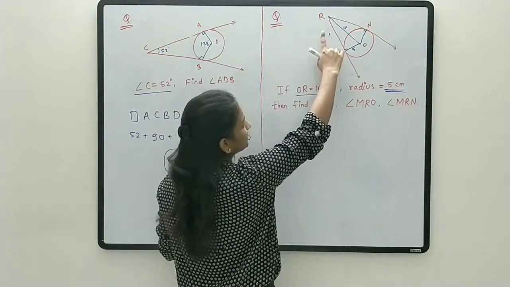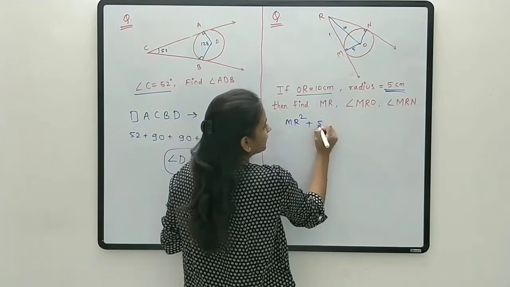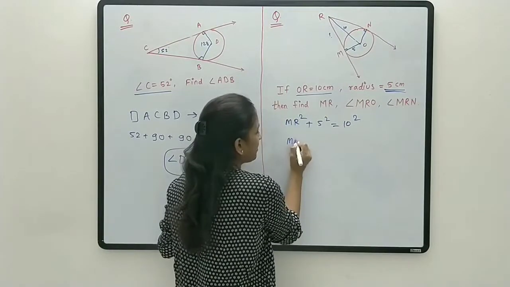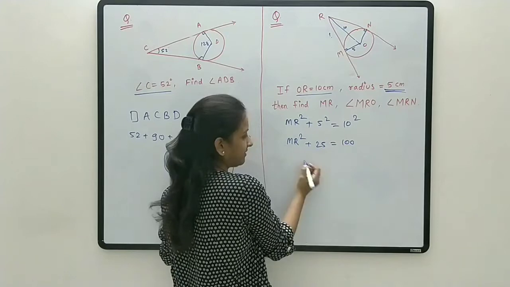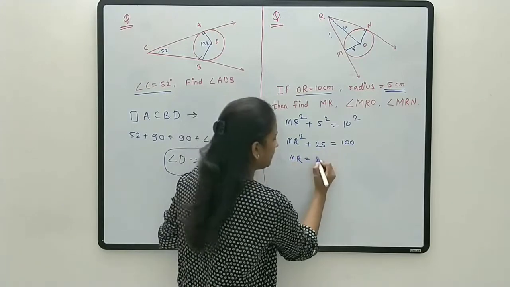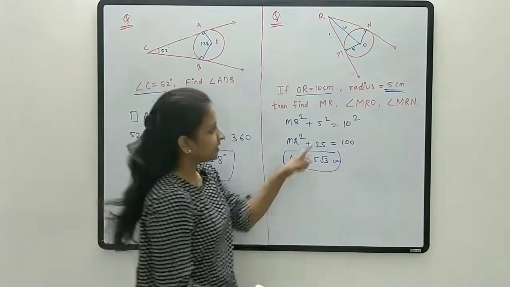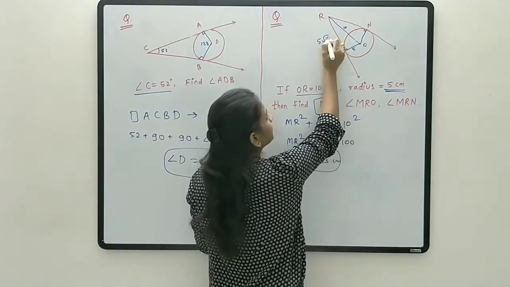Okay. By the Pythagoras theorem, MR square plus 5 square is equal to hypotenuse 10 square. Fine. So MR square plus 25 is equal to 100. So MR square is 75. So MR is 5 root 3 centimeters. Fine. So we got this value of MR. This is 5 root 3.